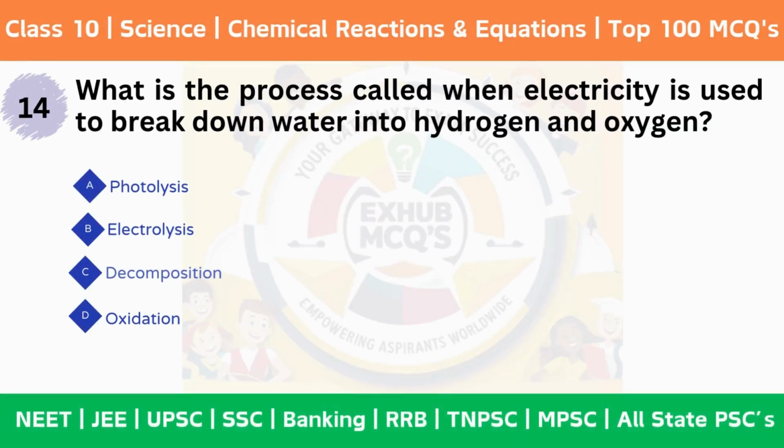MCQ 14. What is the process called when electricity is used to break down water into hydrogen and oxygen? Option A, photolysis. Option B, electrolysis. Option C, decomposition. Option D, oxidation.